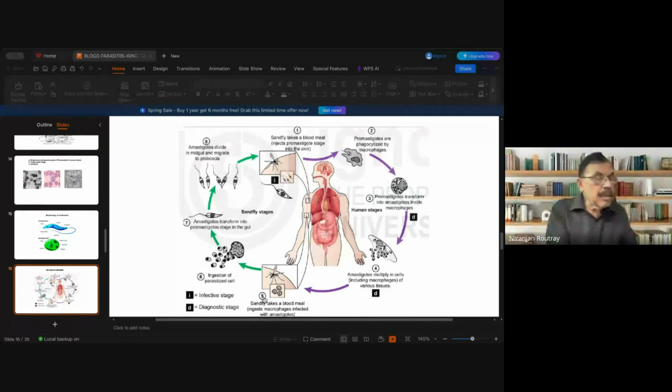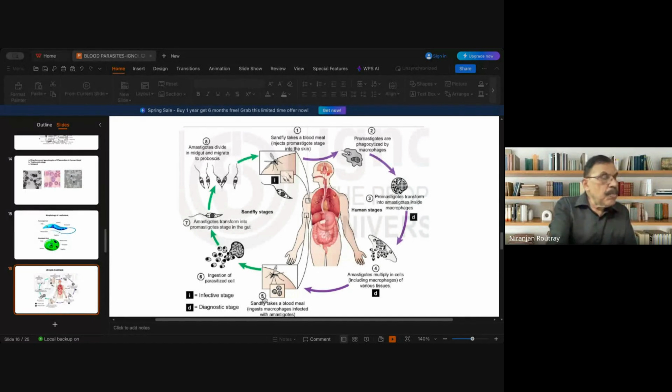Now, in the life cycle, the flagellated stage is present in the salivary glands of the insect. When the insect has bitten the human being, immediately these promastigote stages are taken up by the immune cells, particularly the macrophages, by the process of phagocytosis. They are ingested, and here they are not killed; rather, they develop into the amastigote form. That means they lose their flagella and change their structure.